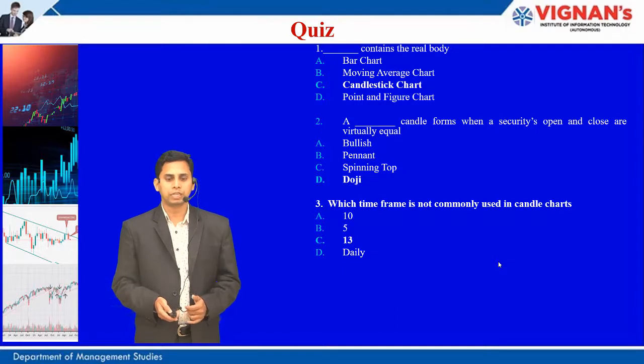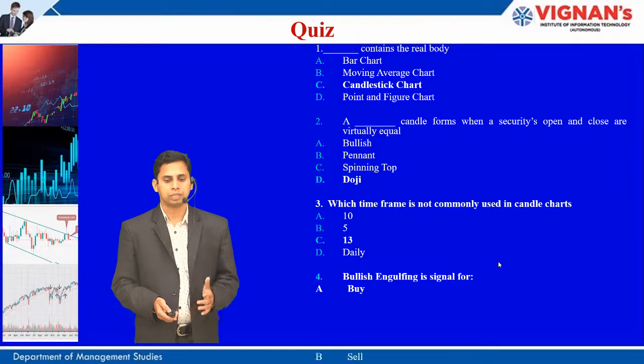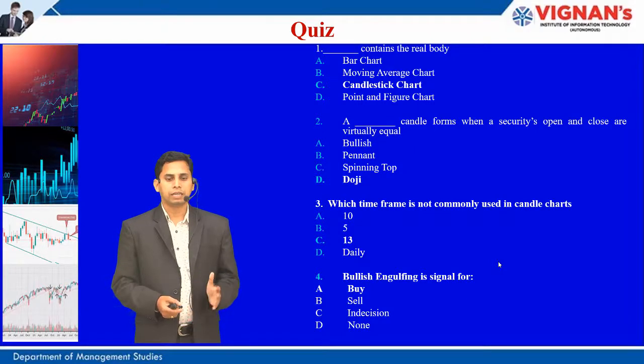And what is a bullish engulfing? Bullish engulfing is a signal for a buy or a sell, indecision, or none of the above. Yes, it is a signal for buying. And the candle that forms when a security's open and close are virtually equal is nothing but a doji. That's the answer for this. Thank you very much for participating.